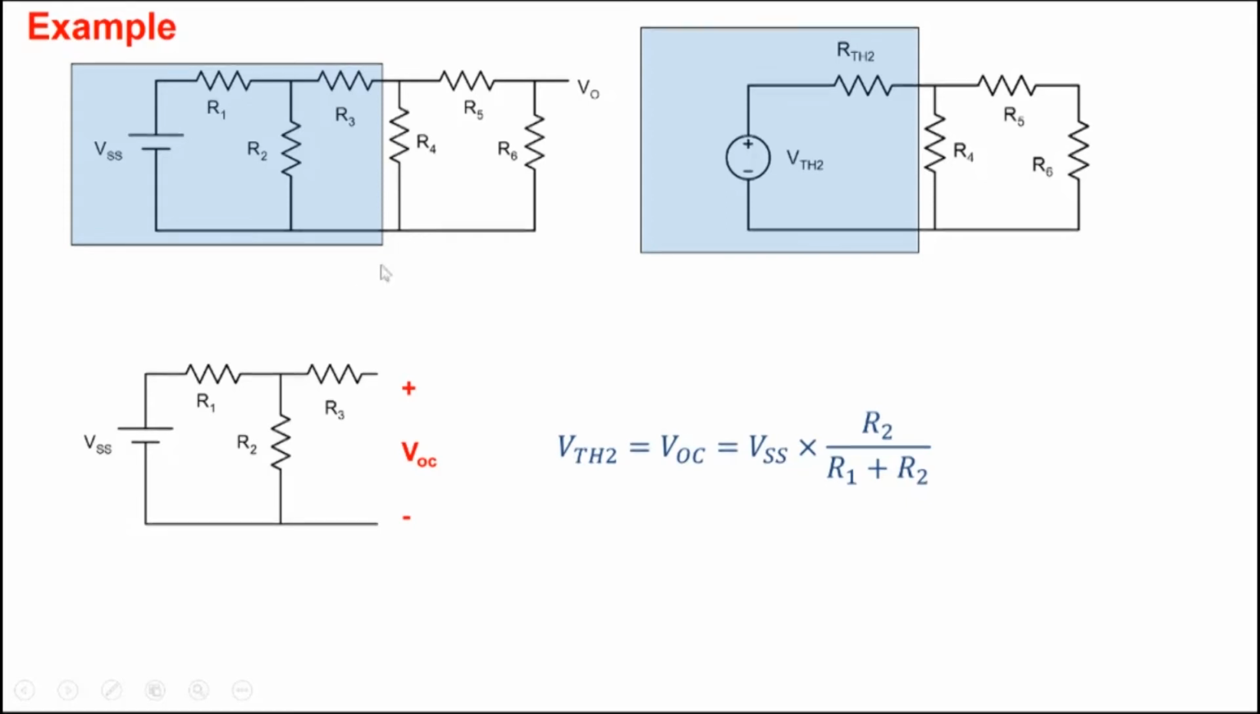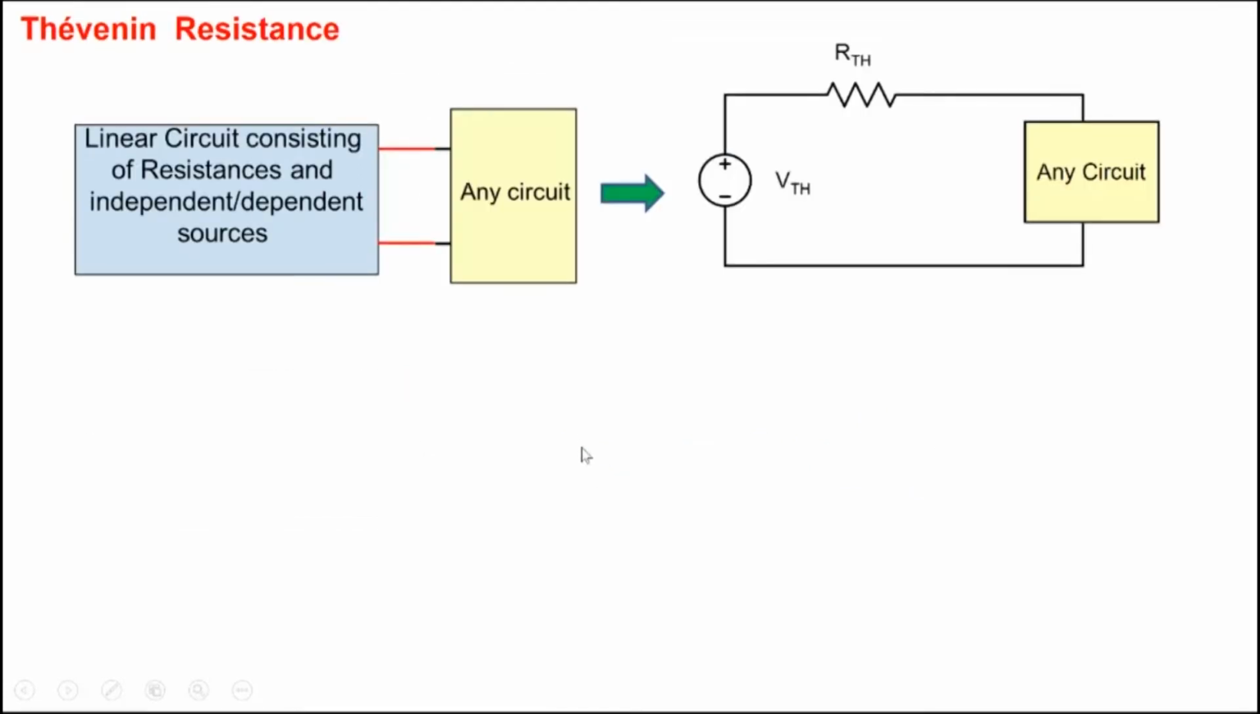For the circuit whose Thevenin's equivalent you want to find, and the terminals between which you want to find it, you create an open circuit between those two terminals. So you disconnect the other part, you open circuit here, and you find out the open circuit voltage, and that becomes your Thevenin's voltage. How do you find the Thevenin's resistance?